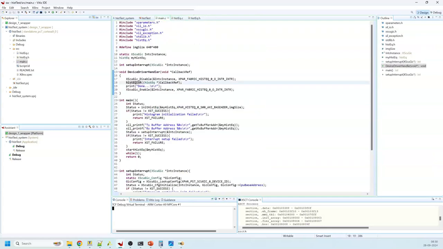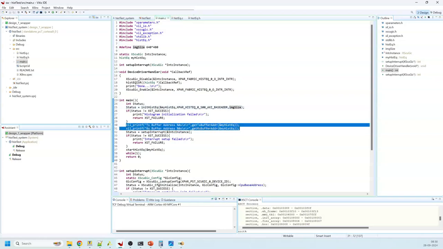In the main code, I am using the interface flow. So, in the main, first we call the init histogram. We pass the base address and the image type. Image type I am using is like 640x480. After that, I am printing the buffer addresses. Why that is required, we will see later.